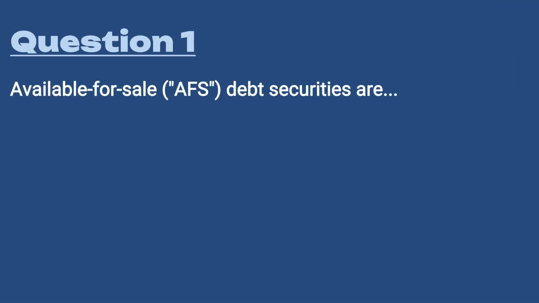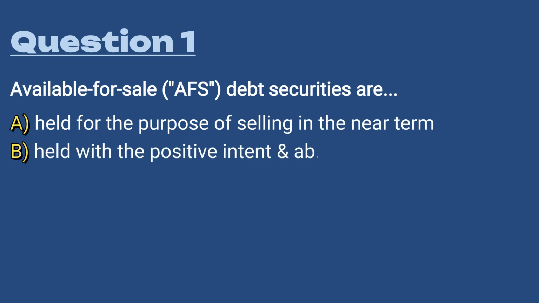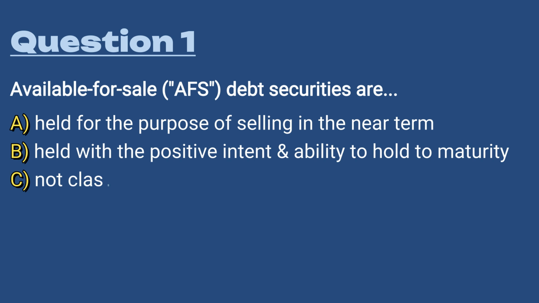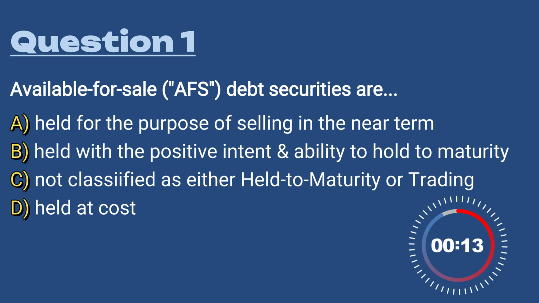Question number 1. Available for sale debt securities are A, held for the purpose of selling in the near term, B, held with the positive intent and ability to hold until maturity, C, not classified as either held to maturity or trading, or D, held at cost.